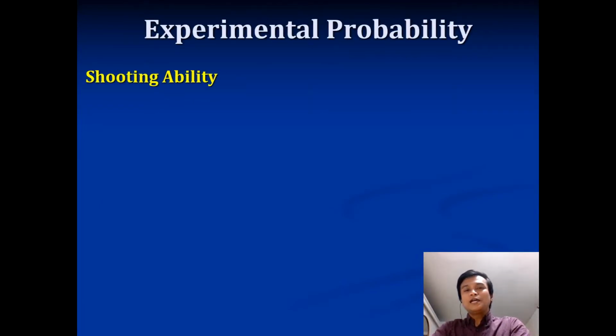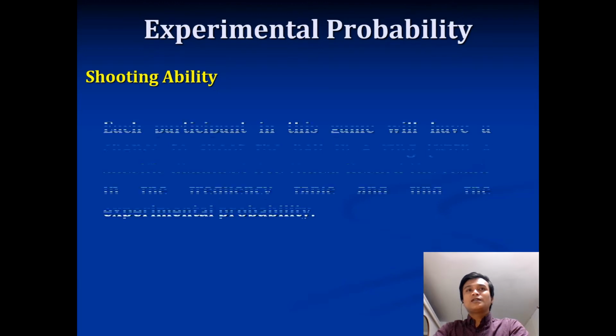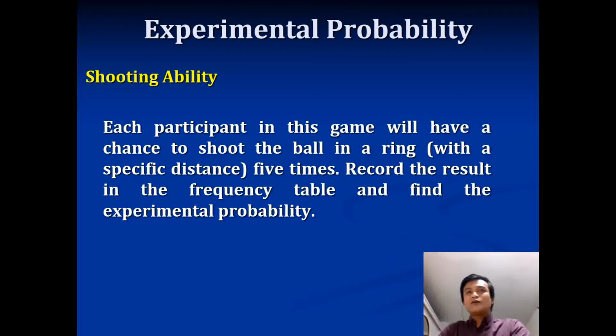Another game you can try is shooting ability. In this game, each participant will have a chance to shoot a ball into a ring. If you have no ball or ring, you can improvise an alternative. What matters is that you shoot at a goal. If you have a ball and a ring at home, use a specific distance, 5 times. You can try it with your father, sister, or cousin. Then record the result in the frequency table and find the experimental probability.